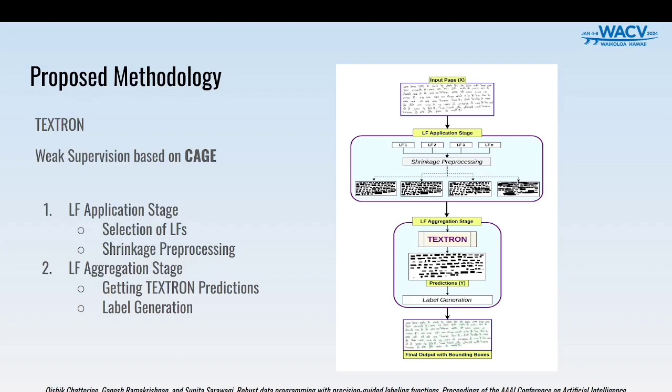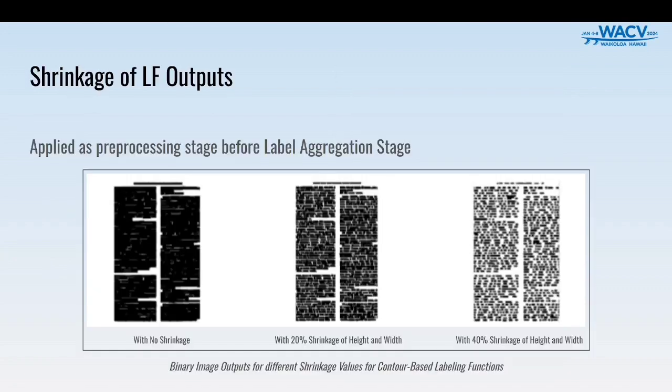Once we have the final binary map, they undergo a label generation step in order to get the word level bounding boxes. The LF application stage has a pre-processing stage of shrinkage of the LF outputs. This is done in order to maintain the word level demarcation of the bounding boxes. As you can see in the image, if we do not apply shrinkage, the boxes can tend to overlap and the word level demarcation is lost. And this might not be easy to recover in the label generation stage.